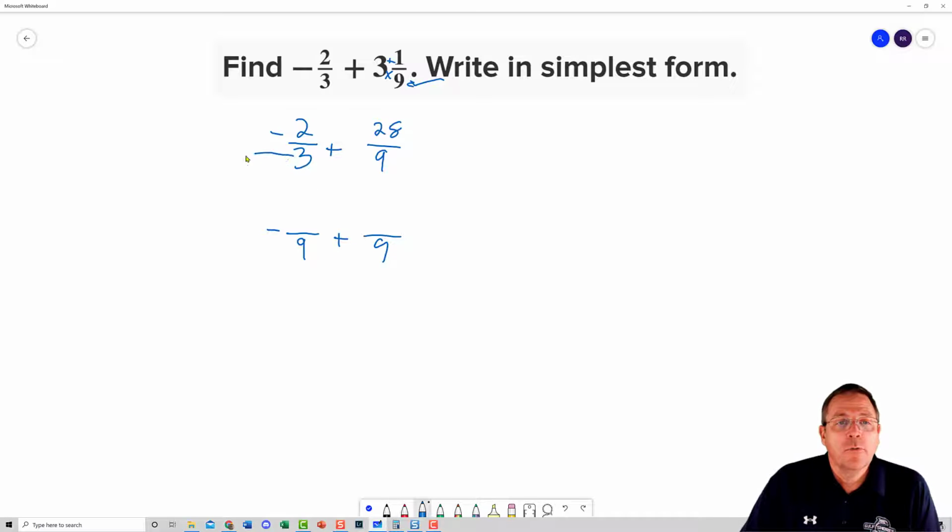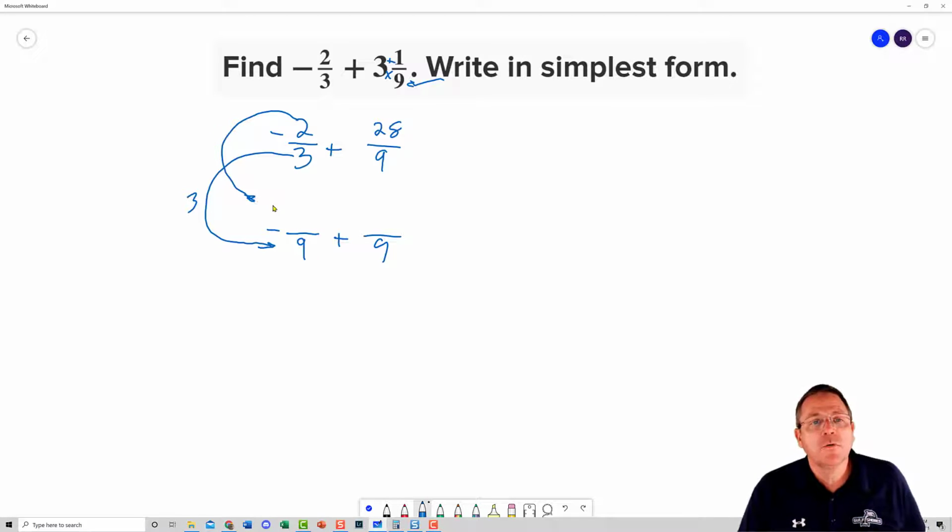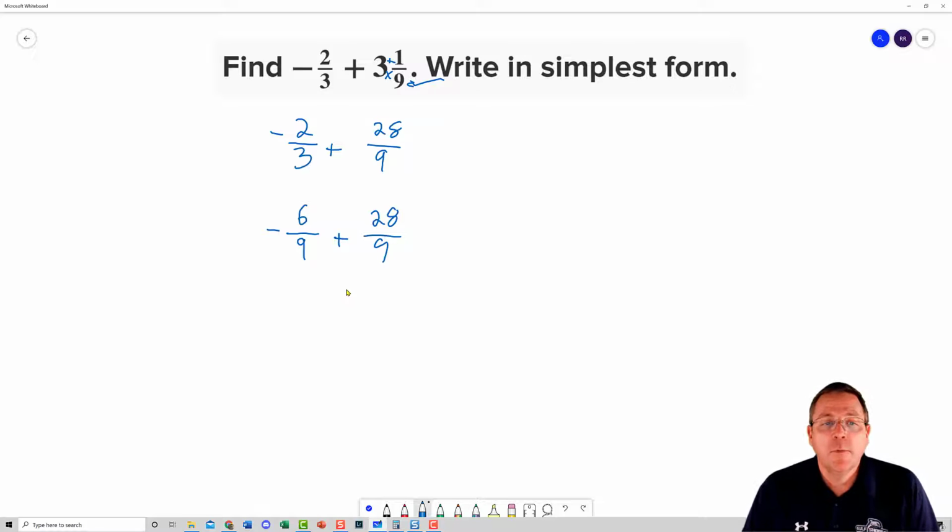Right here, 3 went into 9 3 times. So I'm going to do 2 times 3. And that's going to end up giving me a 6. Now don't put all these squiggles here. I'm going to take them back off. I just wanted you to see where things came from. So I'm going to end up having a 6 right there. And of course that one's already over 9, so we don't have to do anything with that.